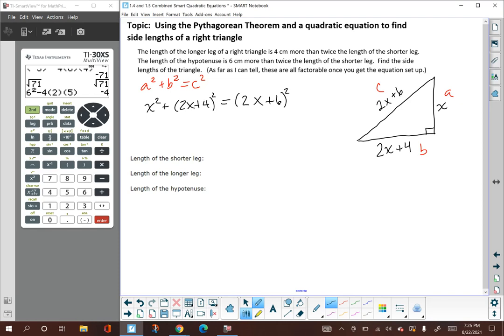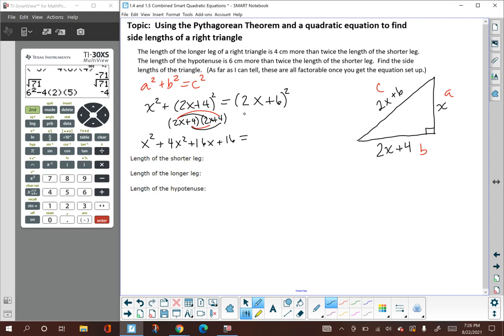Now, remember that powers do not distribute. We don't distribute powers. 2x plus 4 squared means 2x plus 4 times 2x plus 4. So write it out if you need to, or some of you can probably multiply that in your head. We've got this x squared out in front, which is going to give me 4x squared. I'm going to have 2 middle terms, 8x and another 8x, and so that's a total of 16x. And then the last term is going to be a plus 16.